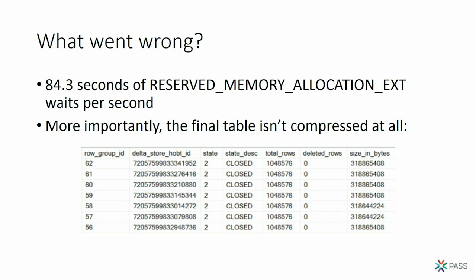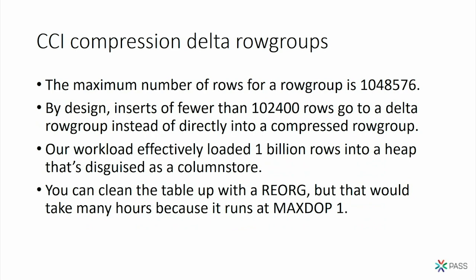Not yet. So even though this wait event is so high, if we look at the Columnstore table, it's not compressed yet. It's all in delta row groups. So what happens here? If you insert fewer than 102,400 rows, SQL Server goes to a delta row group, which is an uncompressed clustered index. So I've got a billion rows. In reality, it's kind of a heap. So my data isn't compressed. So I insert rows into the table, but this isn't going to be useful for anyone.